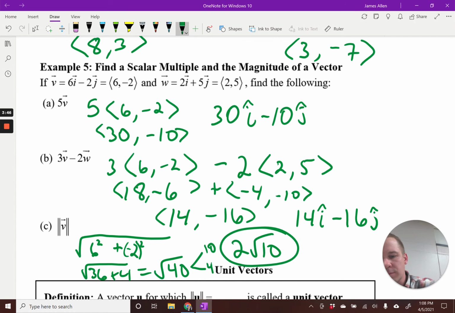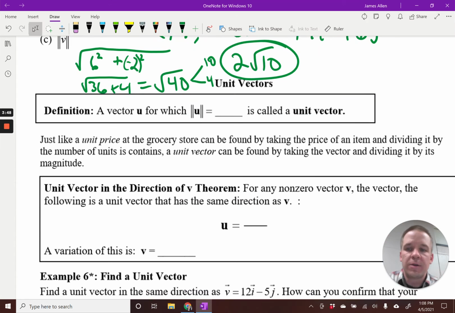So a unit vector has a magnitude of 1. I like this comparison here. Just like a unit price at the grocery store, found by taking the price of an item and dividing it by the number of units that it contains, a unit vector can be found in the same fashion. We take the vector and we divide it by its magnitude, its length there, right?